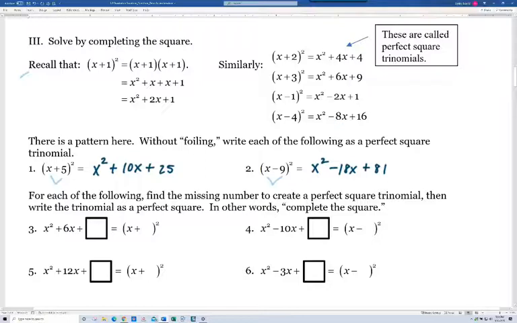So let's go ahead and do number 3. So to create a perfect square trinomial here, we're going to take half of the 6 and we're going to square that.